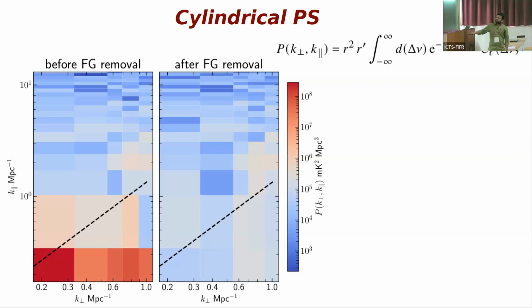And before the foreground removal, the power spectrum looks like this, where these red regions show the large foregrounds, because the foregrounds are smooth in this correlation function. So that's why it is there in these low k modes, and usually people avoid these k modes and estimate the 21 centimeter power spectrum in the other modes, but then we lose a lot of information. But here we are able to remove those high value regions, and we are able to use the whole region.